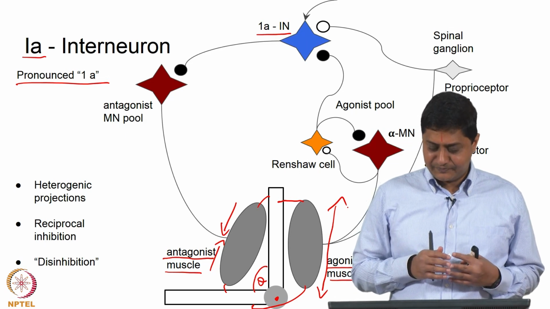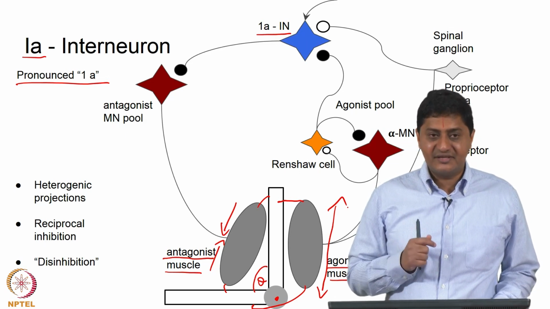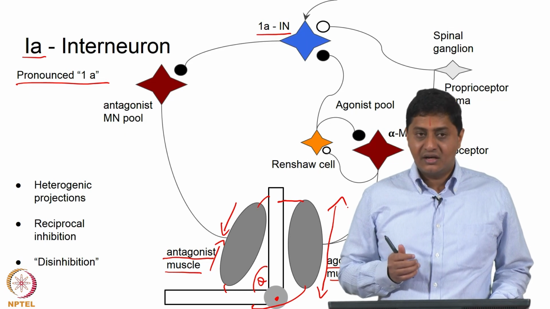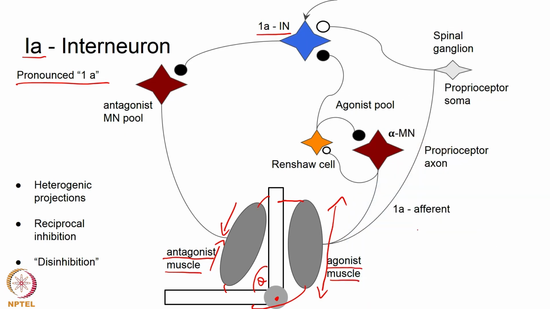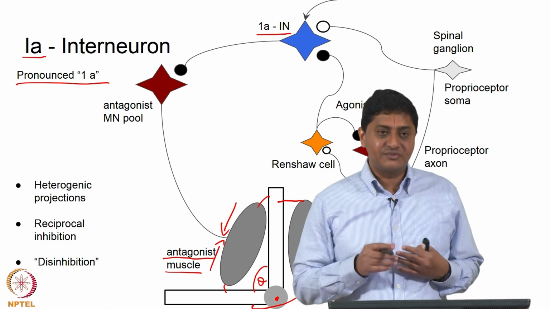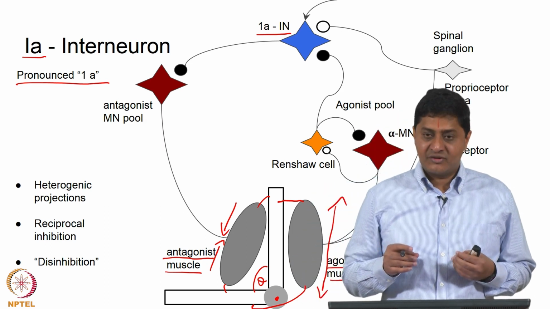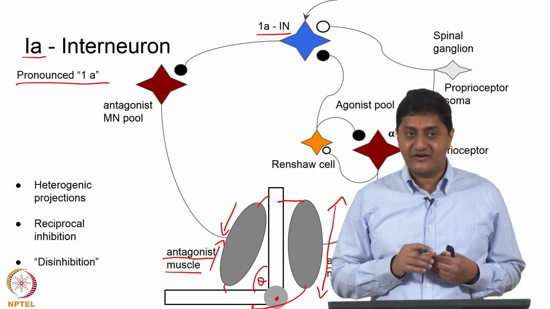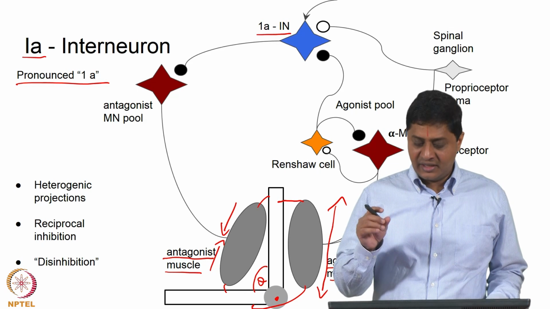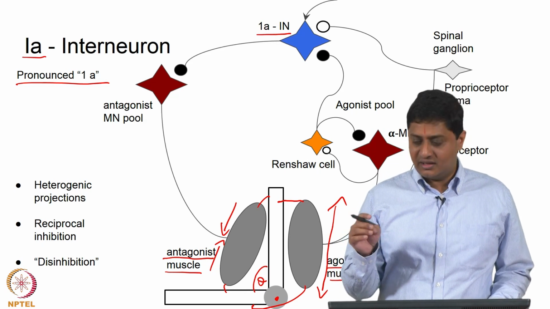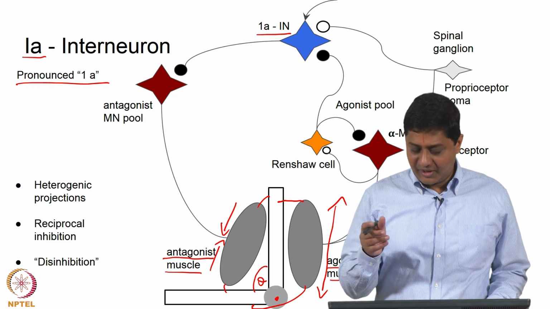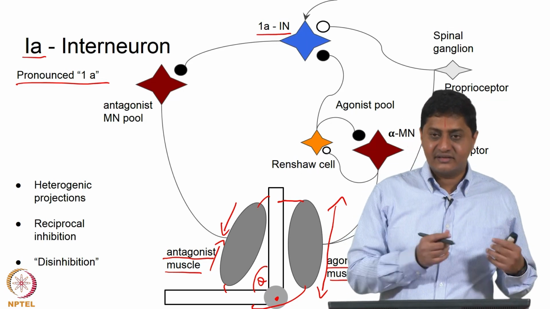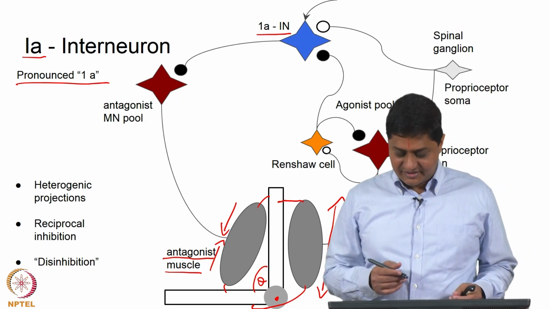These are of two types, primary spindle and secondary spindle, or 1A afferent and 2 afferent, is it not. 1A, we saw, is responsible for detection of both length and velocity, while 2 is responsible just for the detection of length. 1A can, depending on the sensitivity of the dynamic and static gamma motor neuron, act either as a length sensor or as a velocity sensor. This is what we saw.